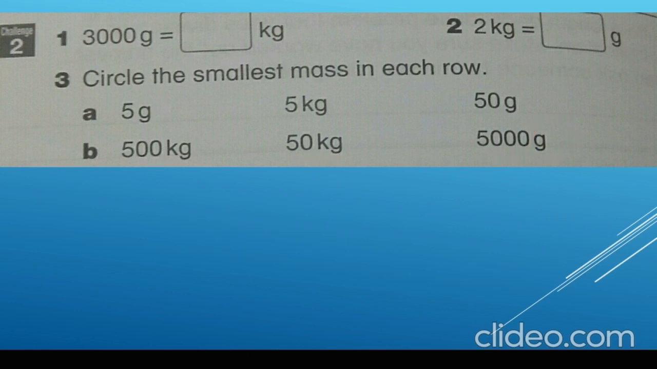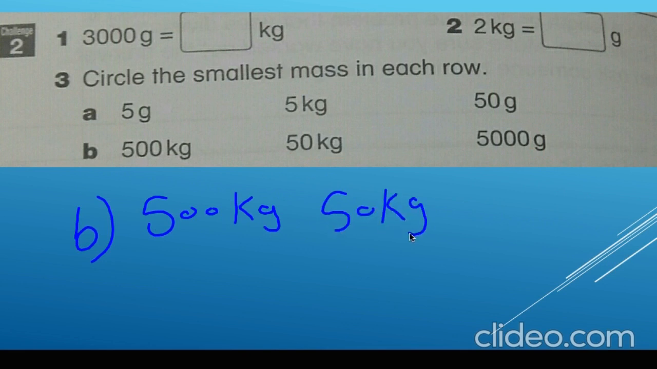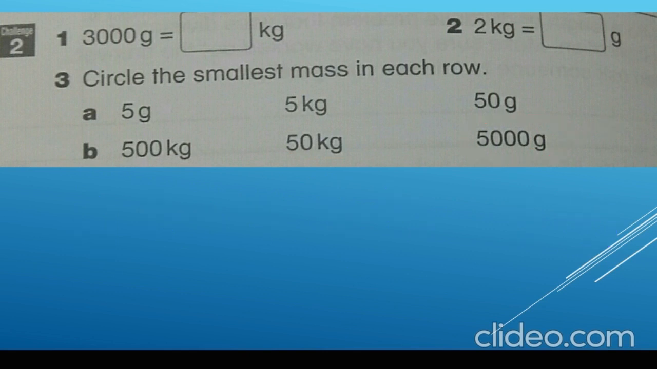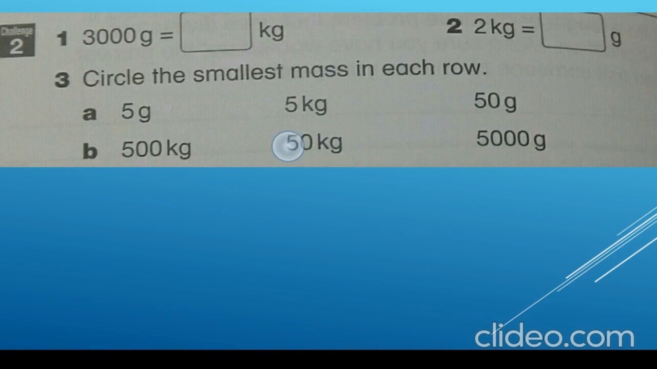Let's write it from the beginning. So I will have in B 500 kilogram, 50 kilogram, and 5 kilogram. So which one is the smallest? Good. This one is the smallest. Move to another challenge.